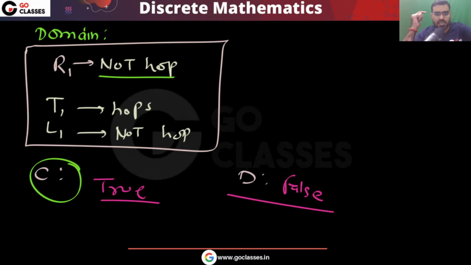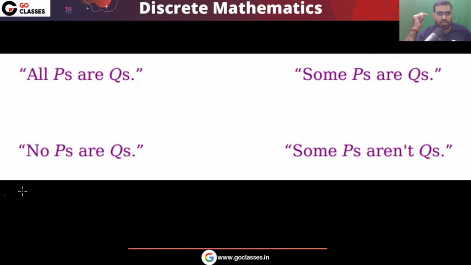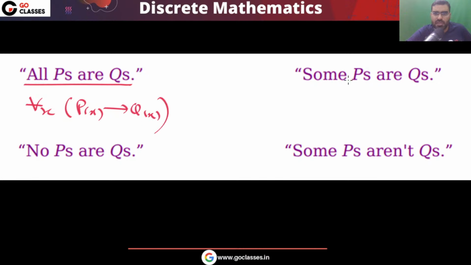Okay. Is this clear to everyone? So very simple. Now let's move on. So let's see these four statements, how to write them. All P's are Q's. How to write it? You write it as for everyone, if it is P, then it is Q.